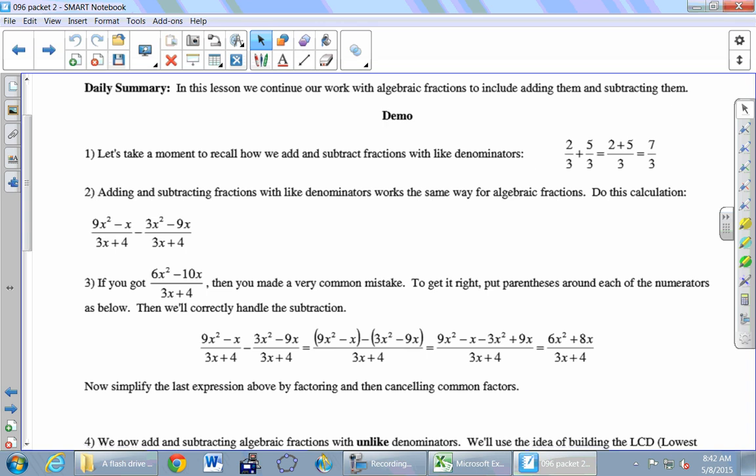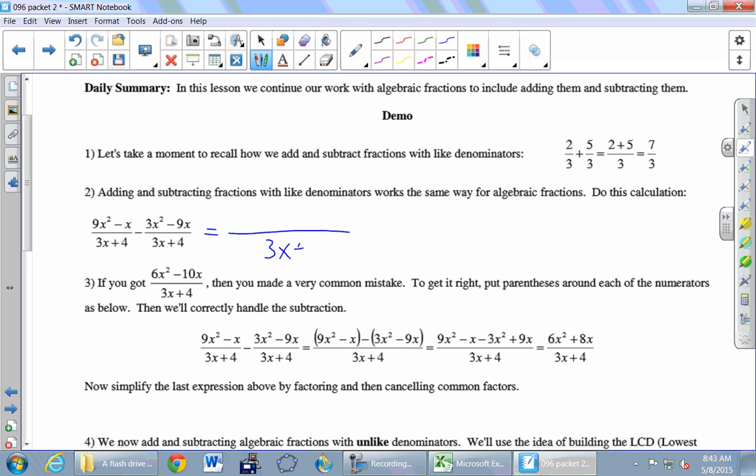So let's take a look at this next example in number 2. 9x squared minus x over 3x plus 4 minus 3x squared minus 9x over 3x plus 4. First of all, this is a subtraction problem, so we didn't do any of these last class. Is this an easy or a hard subtraction problem? Easy, for the same reason that previous one was easy. These 2 denominators are exactly the same, right? The numerators we don't care about, it's the denominators. And they are both 3x plus 4, which means we can just go ahead and do our subtraction. So downstairs is a 3x plus 4.